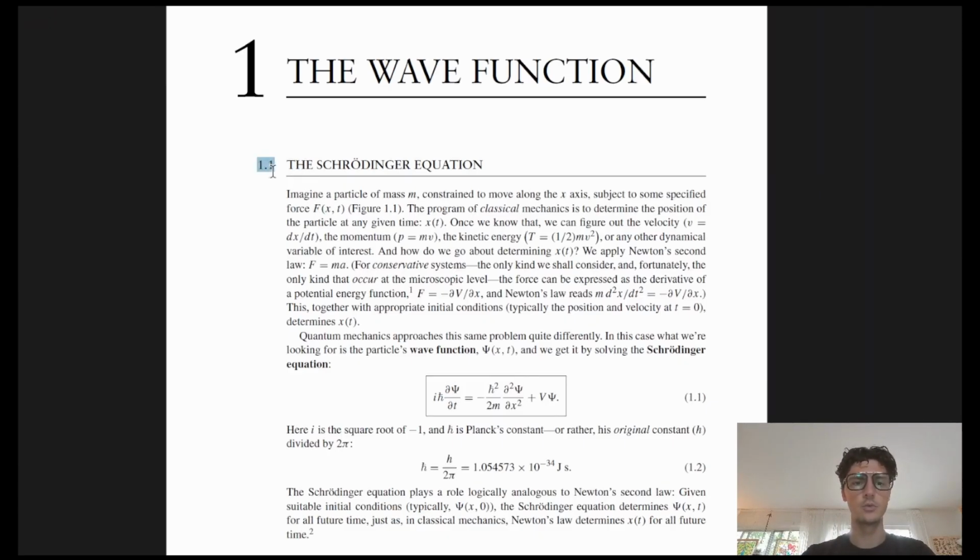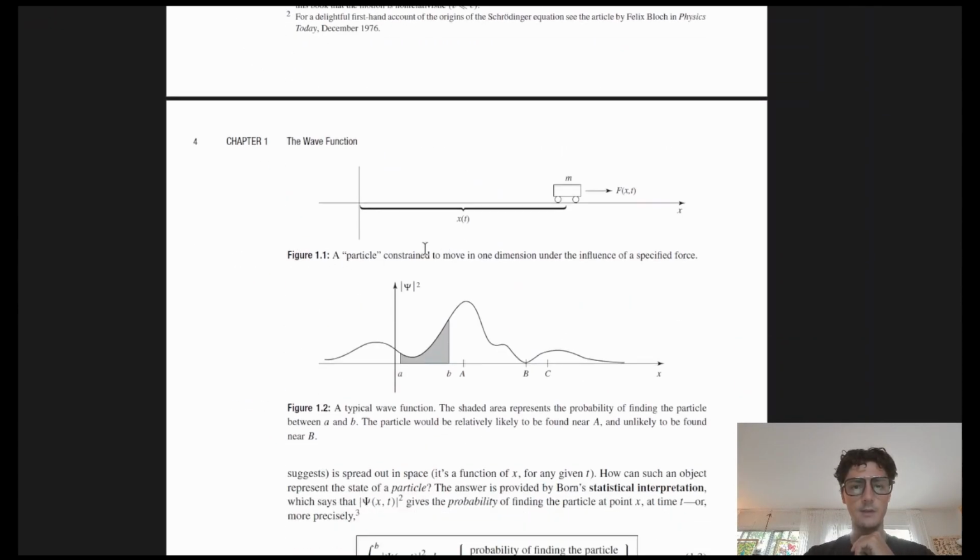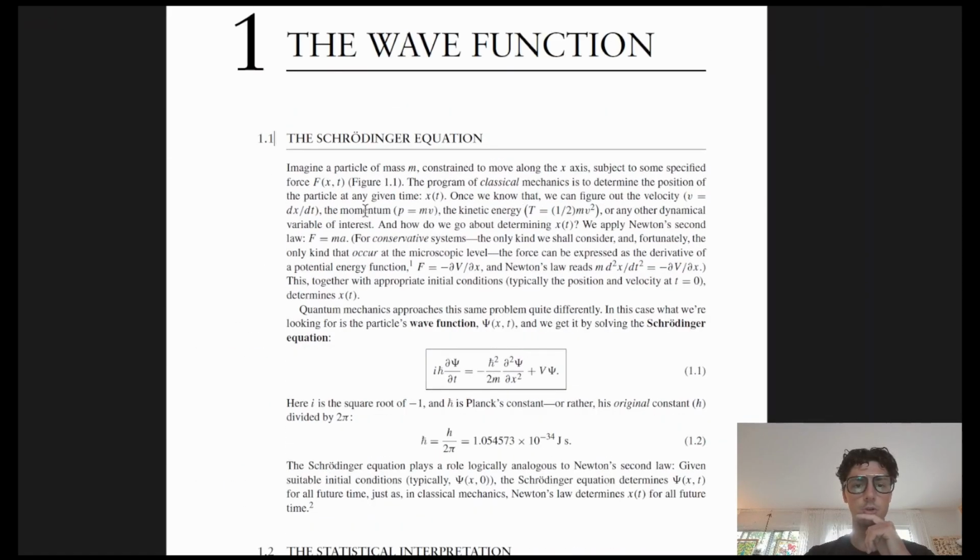The Schrodinger Equation, section 1.1. Imagine a particle of mass m constrained to move along the x-axis, subject to some specified force F as a function of x, t, x being position, t being time. Figure 1.1, right here we've got the object of mass m and the force, and it is constrained to move along the x-axis, one-dimensional motion.